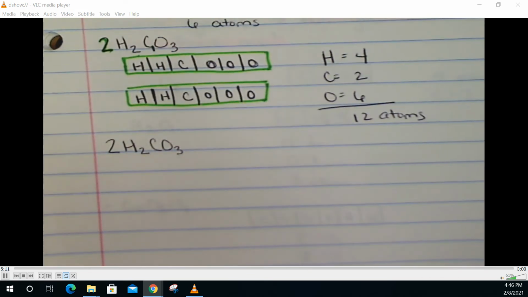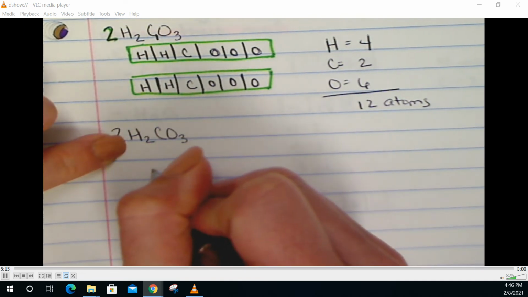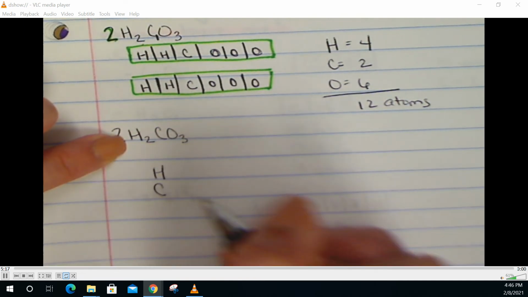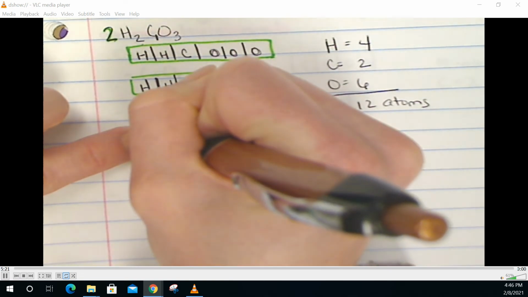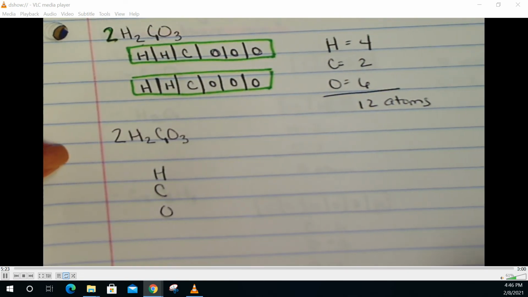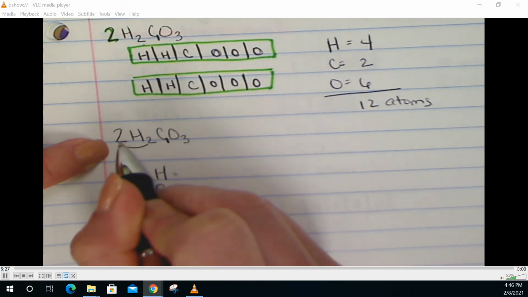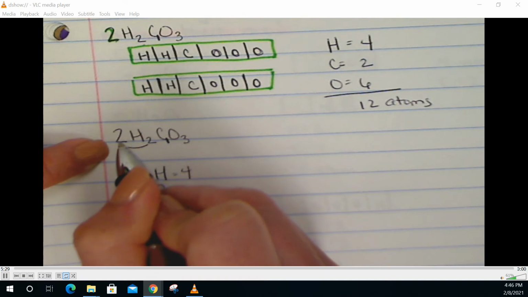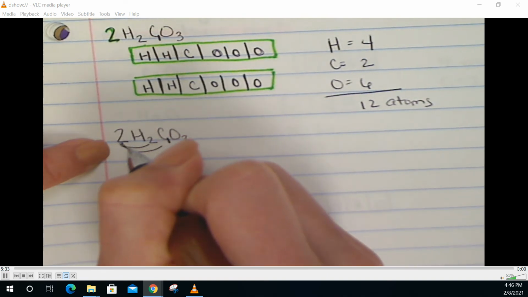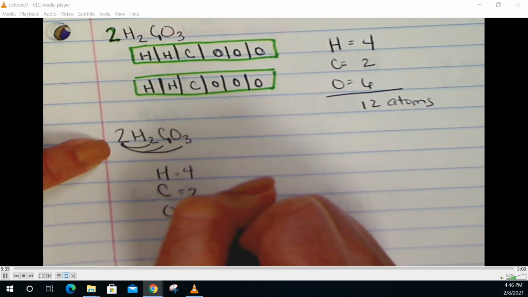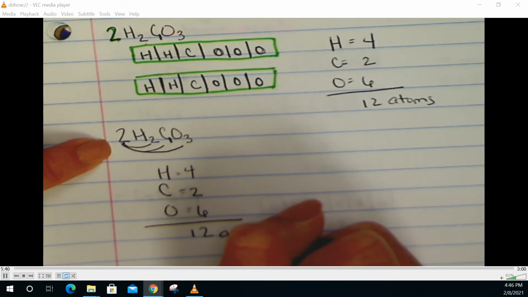All right, and then if I wanted to do the math way, again, I would first write down out all of the elements. So we have hydrogen, carbon, and oxygen. I like to fill in my 1 so that way I don't forget, and then I just distribute. So whenever you distribute, you have to multiply. So 2 times 2 is 4. 2 times 1 is 2, and 2 times 3 is 6. And then you add those up, you get 12 atoms.